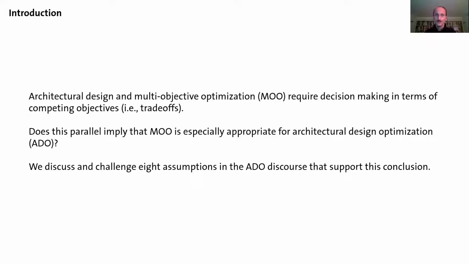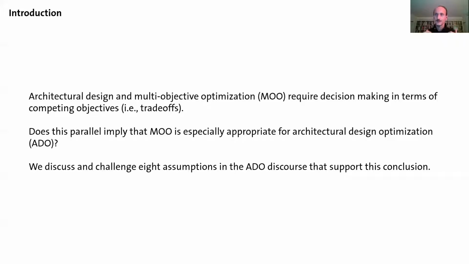In the paper, we discuss and also challenge 8 assumptions that would support this idea that multi-objective optimization is especially appropriate. You should see these assumptions that we discuss and the challenges. Some of these assumptions are quite explicit in the literature, others are more implicit, and others are perhaps a bit overstated for the sake of discussion.